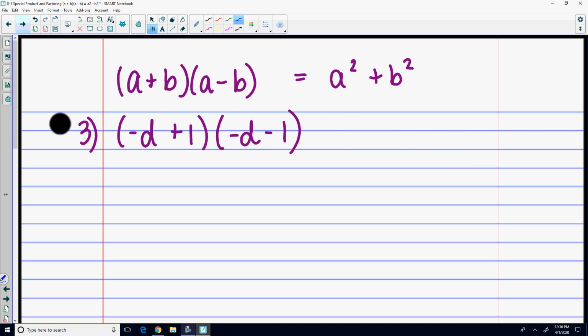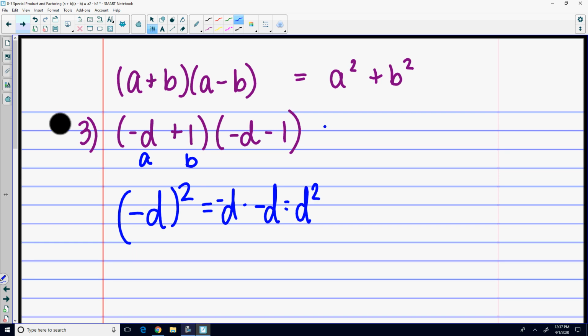Number 3. All right, so this one's a little different. I've got a negative integer in my A position. So in my A position, I've got negative d, and in my B position, I've got a 1. So is negative d squared going to be negative d squared or d squared? Let's figure it out. It says negative d times negative d. A negative times another negative makes a positive, so this is actually going to be d squared.